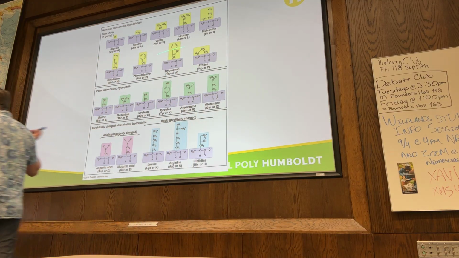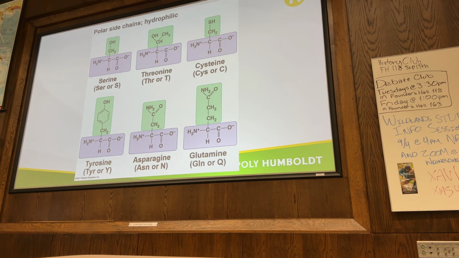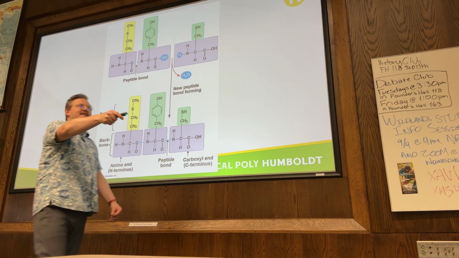The fact that we have all this different diversity within the amino acids means there can be a ton of protein diversity. That's why they can do so much. Cool? They're joined together by dehydration synthesis, forming a new covalent bond.